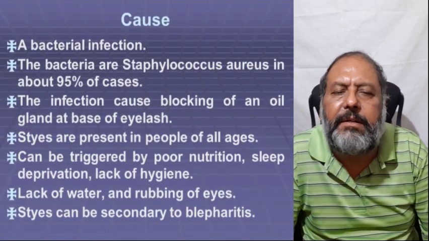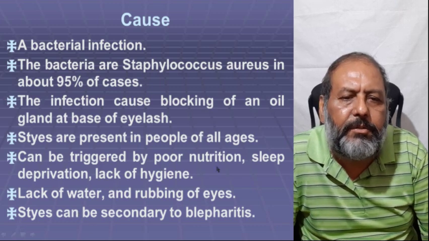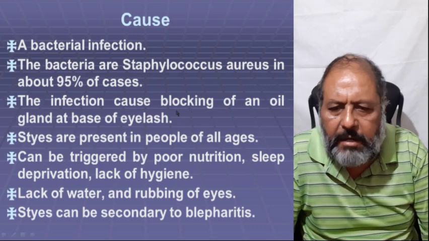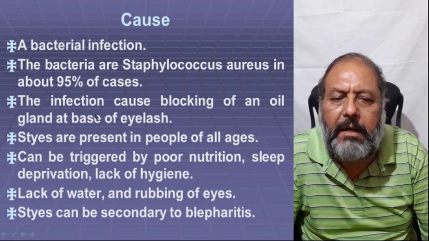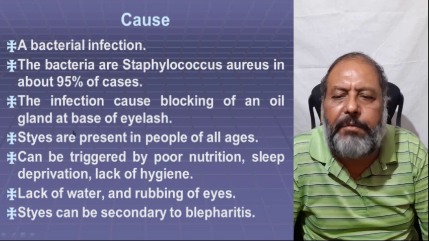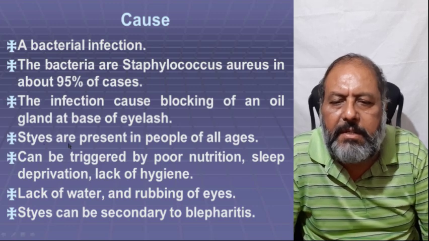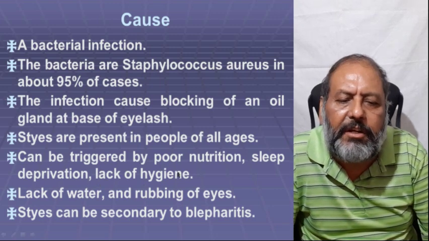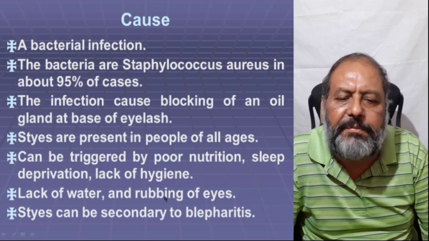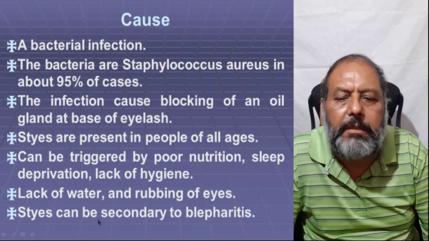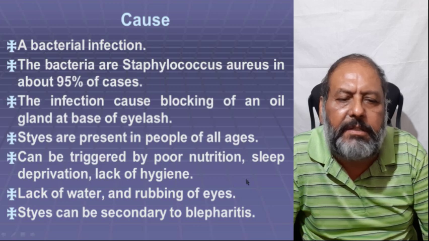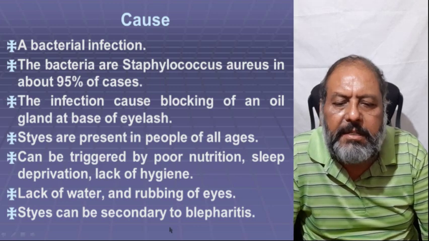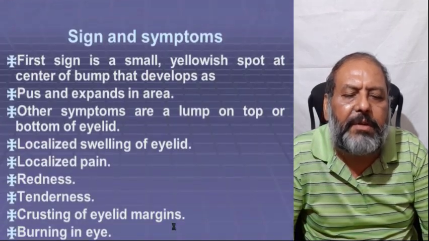Now, the cause of the stye: it is a bacterial infection, and the bacteria are usually Staph aureus in 95% of cases. The others are streptococcus or other bacteria. The infection causes blocking of an oil gland at the base of the eyelash. Styes are present in people of all age groups, but are mostly seen and triggered by poor nutrition, sleep deprivation, and lack of hygiene. Lack of water and rubbing of the eyes is also one of the factors which triggers stye formation. Styes can be secondary to blepharitis.